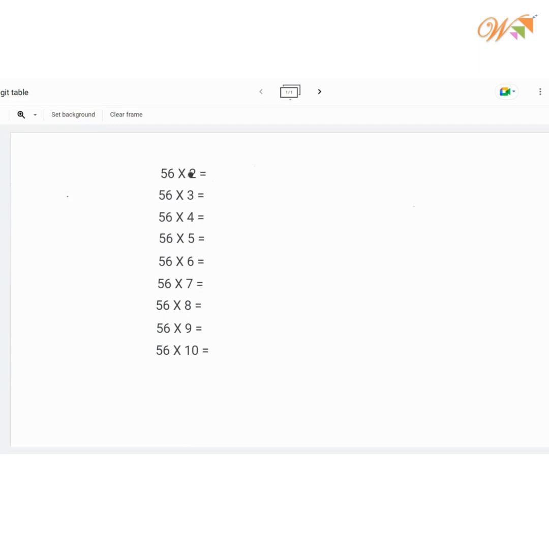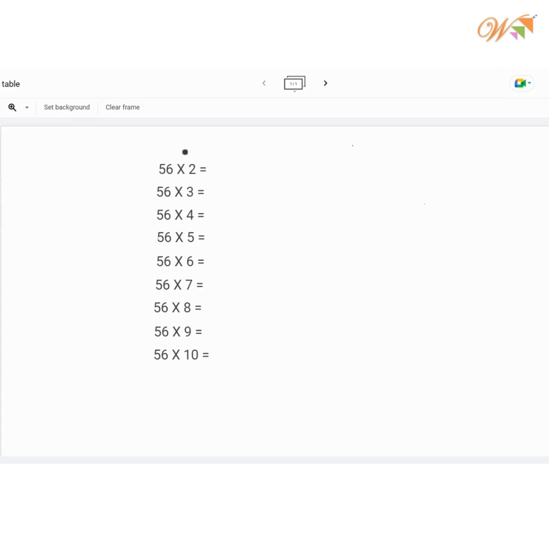Here I'm writing the table of 56. First do 2 times 6. 2 times 6 is 12. So write 2 over here and keep 1 in your hand. And then 2 times 5 is 10. So add this 1 to the 10 and you will get 11. So write 11 over here.